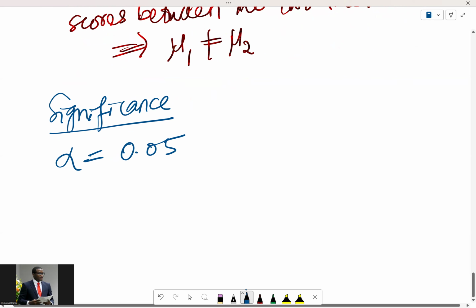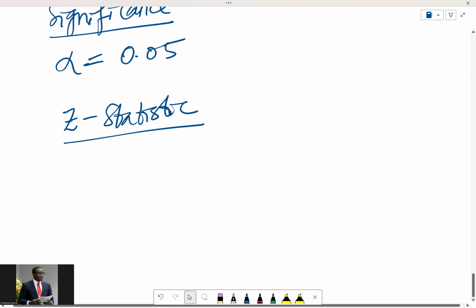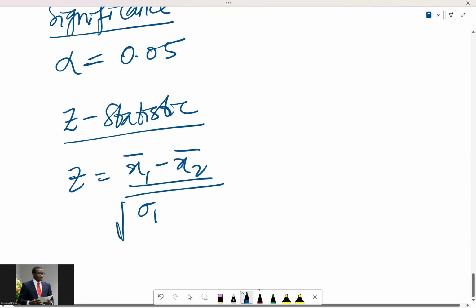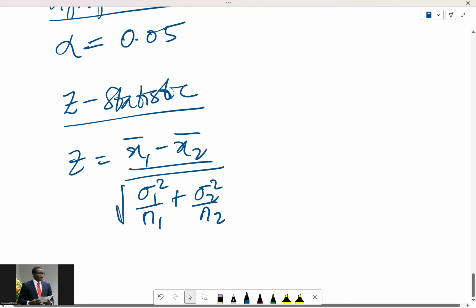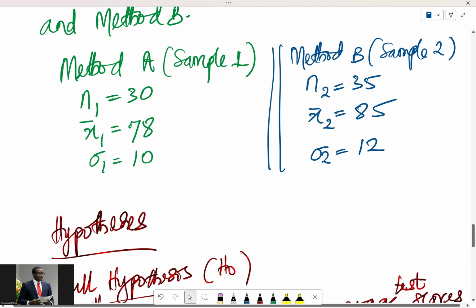So the next thing we want to do is to calculate the test statistic. Next we calculate the Z-statistic. That's the next thing we go for. And then, of course, since you're using the two sample test formula, Z is equal to x1 bar minus x2 bar divided by square root of sigma 1 squared over n1 plus sigma 2 squared over n2, like that.